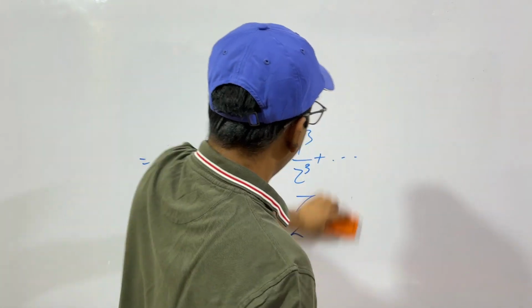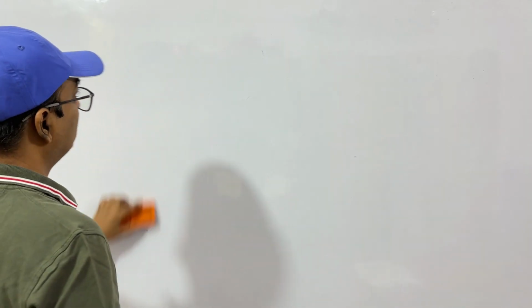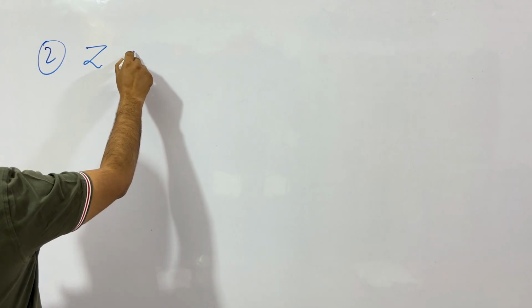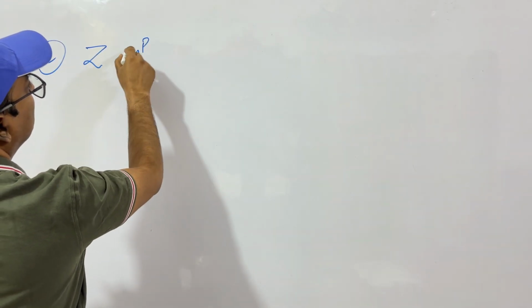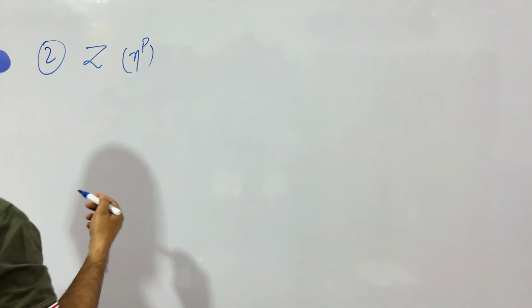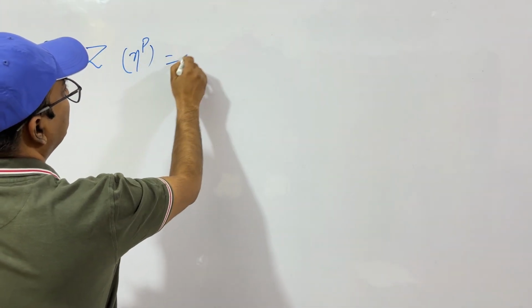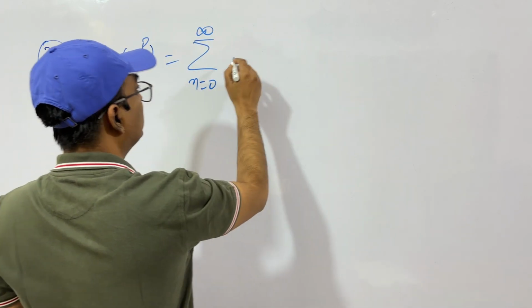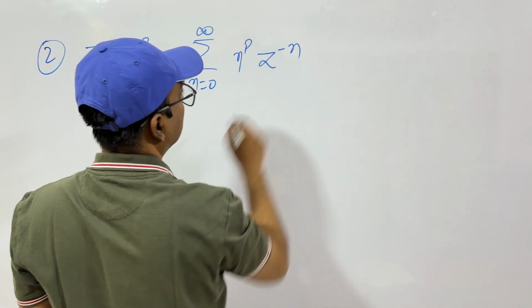Now the second important standard result gives you a recursive formula. It is for the Z transform of n to the power p. That is n squared, or even 1, you can take 1. So Z of n to the power p will be equal to the summation from n equal to 0 to infinity. This is your u(n), so this will be n to the power p into z to the power minus n.